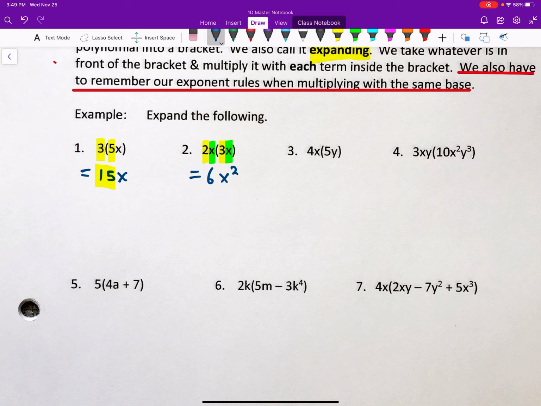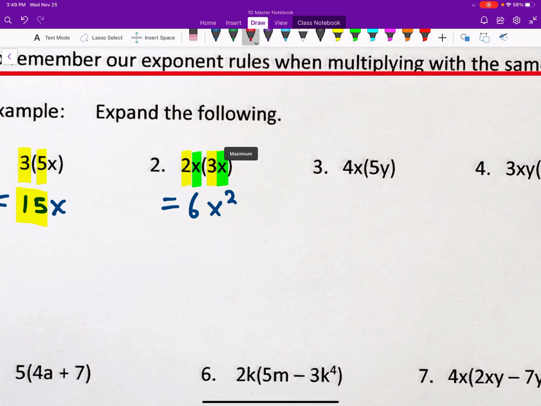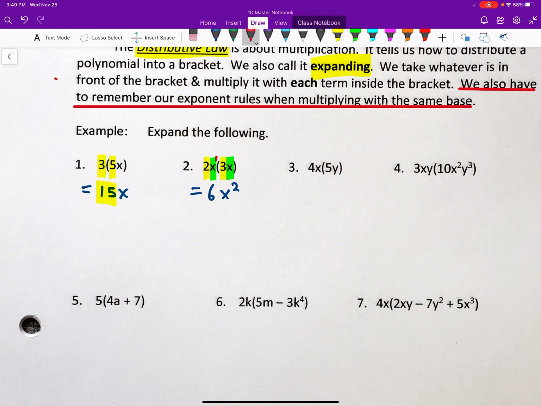Another way we could think about multiplying this x times x is, remember, we assume a 1 exponent whenever we don't have an exponent written. So we can assume a 1 on these x's. And if we imagine we're multiplying x to the 1 times x to the 1, using our multiplying powers rule, that would be the same as x to the 1 plus 1, and we would get x to the 2. So that's another way of thinking about it that's actually going to come in handy later.